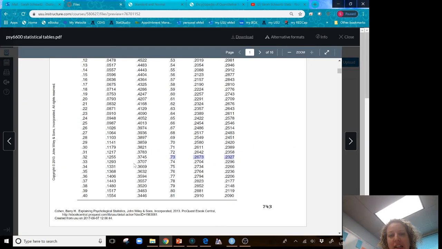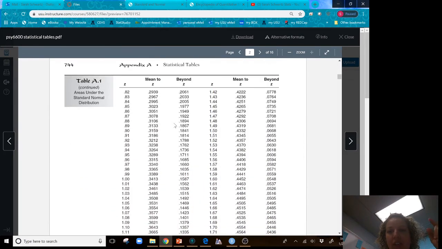First one, we had a z-score of 1.53. So I'm looking for z 1.53. Found my z-score. So for the first one, the area beyond z on that would be 6.30%, or a probability of 0.0630.